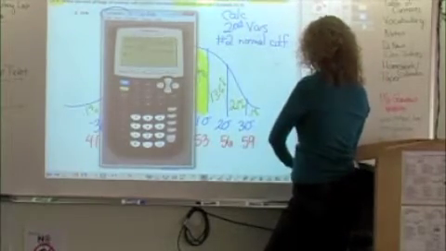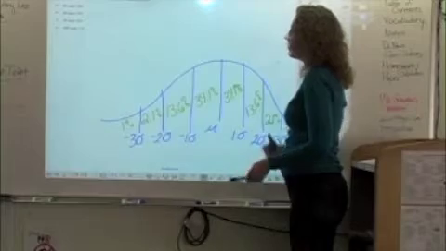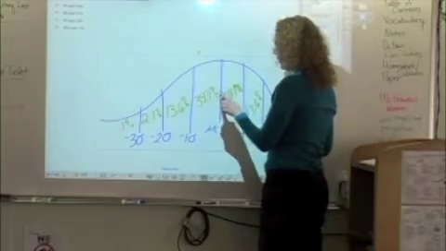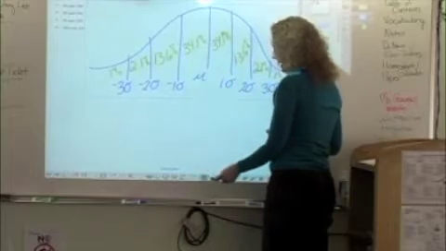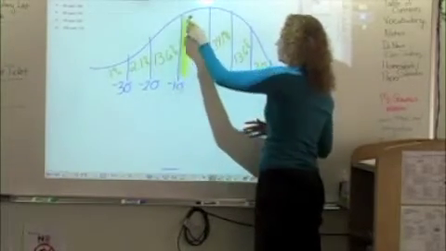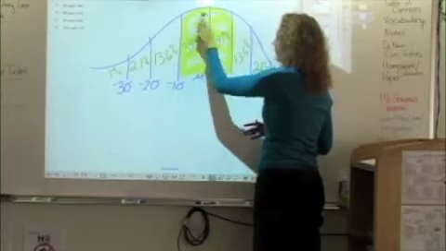All right, next one. Now we want to know what values 68% of the data will fall between. Well, we recall that 68% of the data is within one standard deviation of the mean. So we're looking for the data right over here.